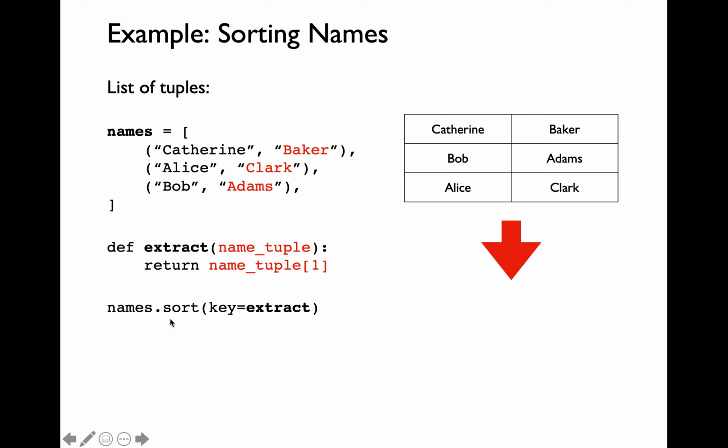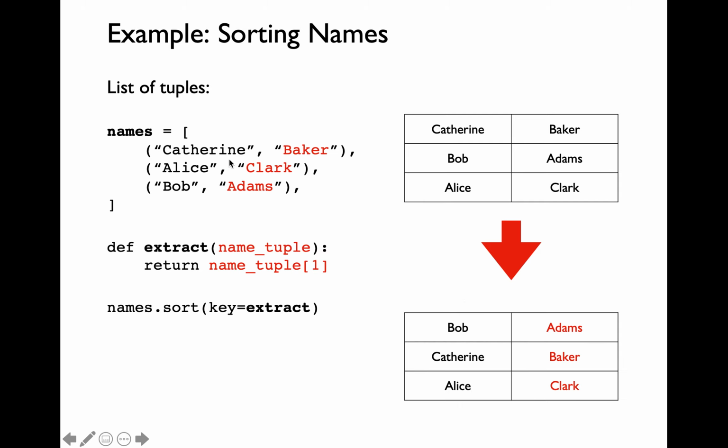Then I'm invoking the sort method on the names variable by passing the extract function object reference as the argument to the parameter key. That's going to enable us to sort the list in the order Bob Adams first, Catherine Baker second, and Alice Clark last. Observe that we are now able to sort the list of tuple object instances based on the last names here.